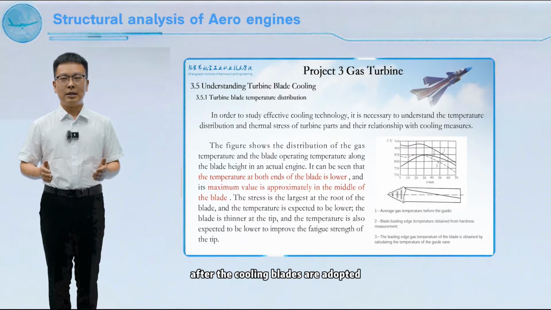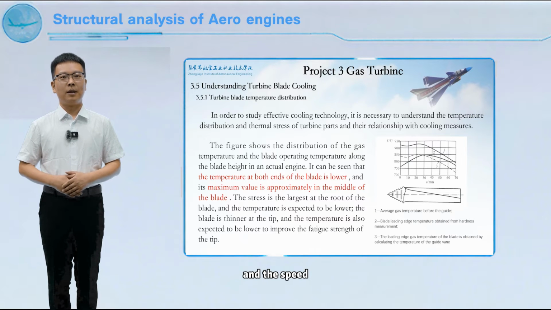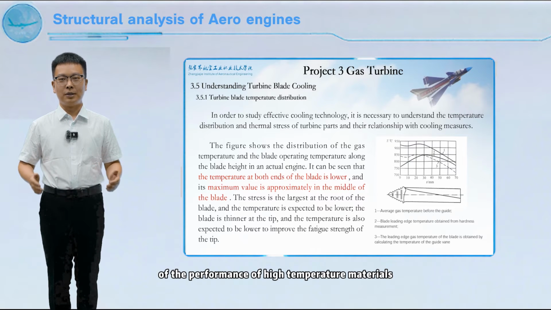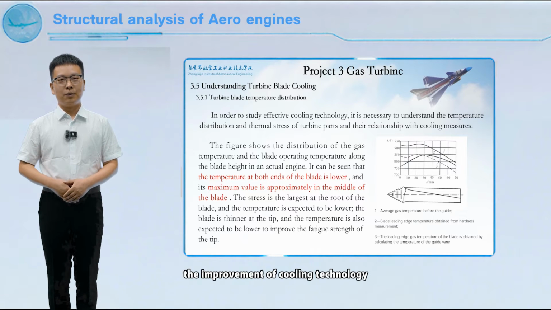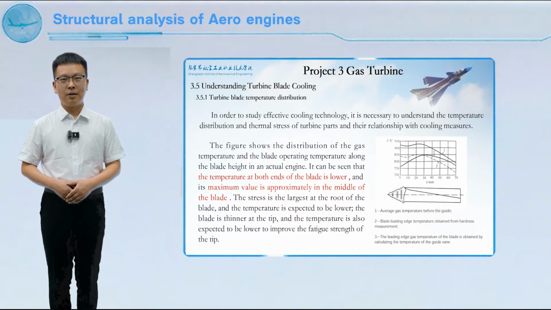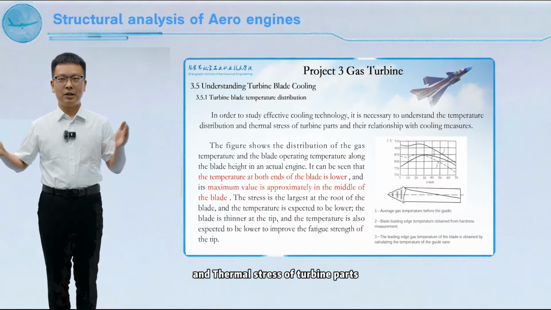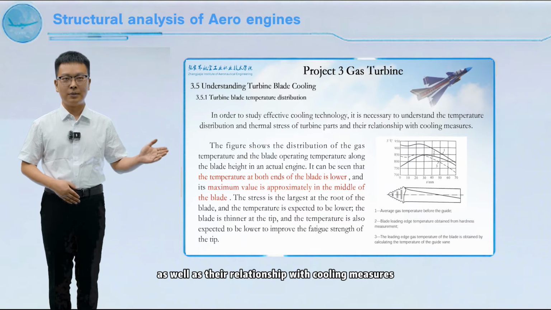After the cooling blades are adopted, the increase in gas temperature has jumped, and the speed has greatly accelerated. This is not only due to the improvement of the performance of high-temperature materials, but more importantly, the improvement of cooling technology. In order to study effective cooling technology, we must first understand the temperature distribution and thermal stress of turbine parts, as well as their relationship with cooling measures.